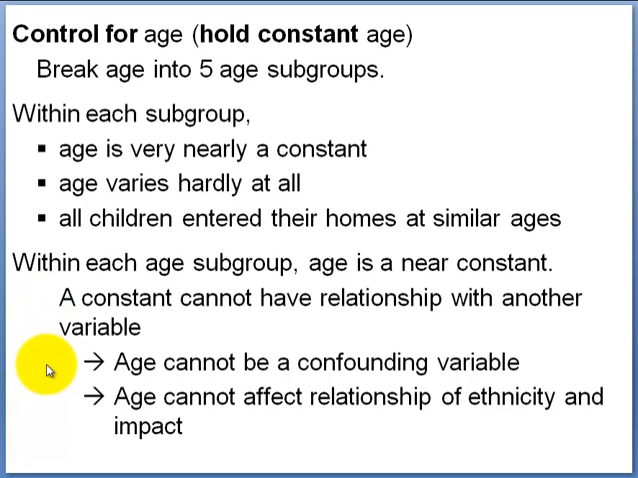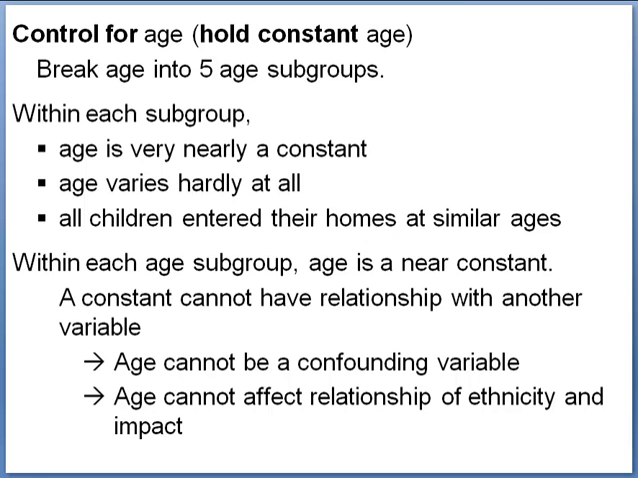So within subgroups, age cannot be a confounding variable. Within each subgroup, age can't affect the relationship of ethnicity and impact. This is because all kids are the same age. So we know, in essence, we're getting a fair comparison. We know that we're not going to see a difference in minority and white outcomes that's due to age, because within our age subgroups, all kids are the same age.